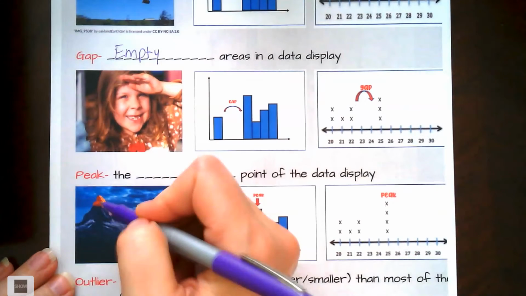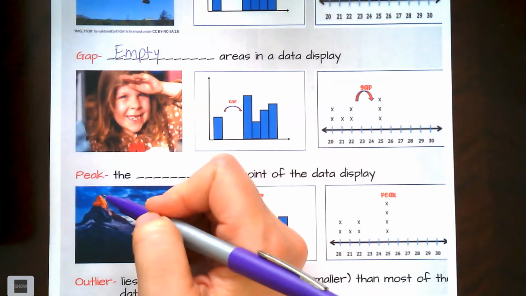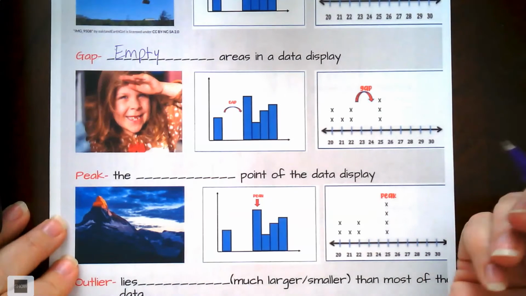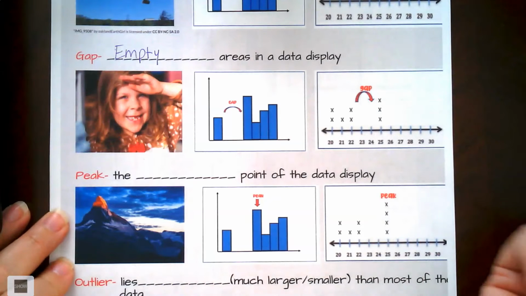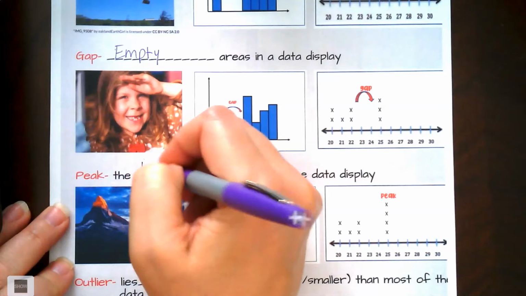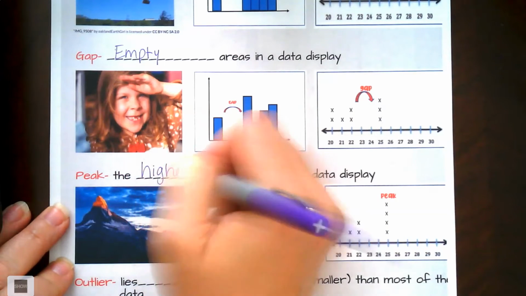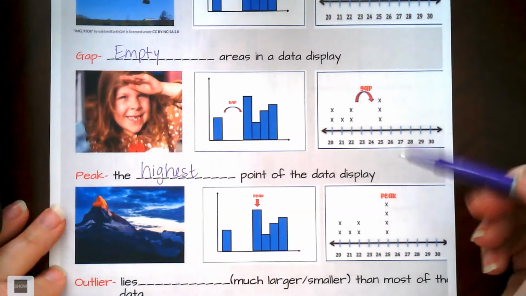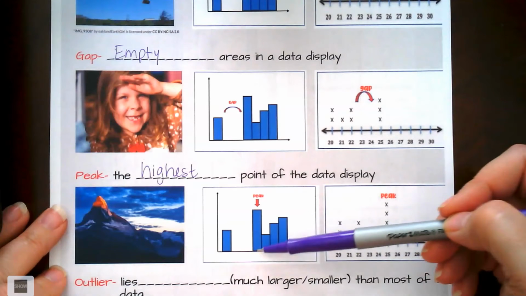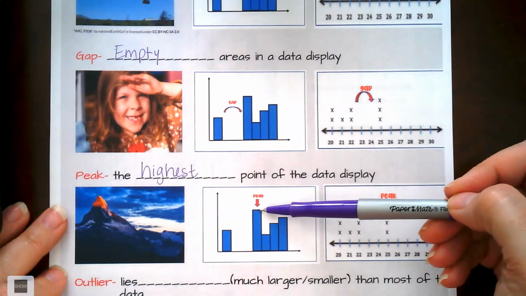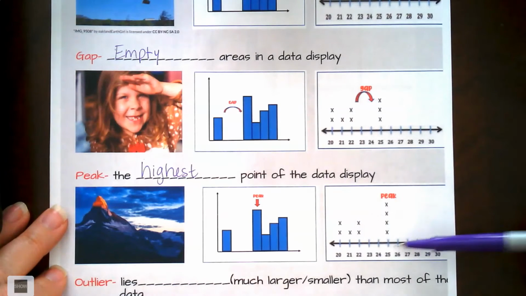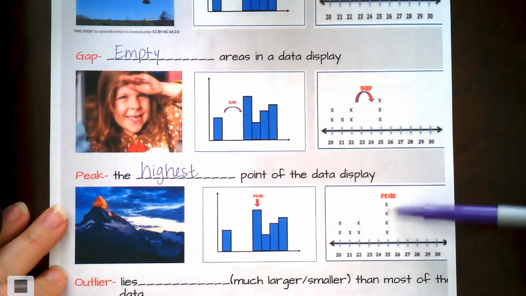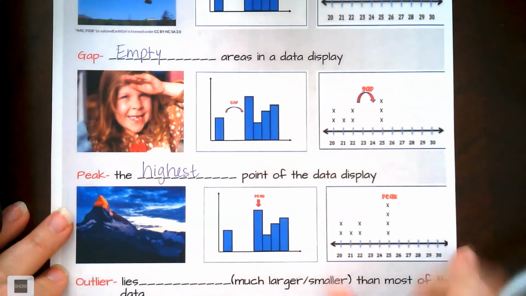Peaks. It's like a mountain. It's the very tallest part of your data display. So it is the highest point of the data display. In this one, this is the tallest bar in our histogram, so this is the peak, and the peak here at 25 is higher than these two. That's why this is called the peak.